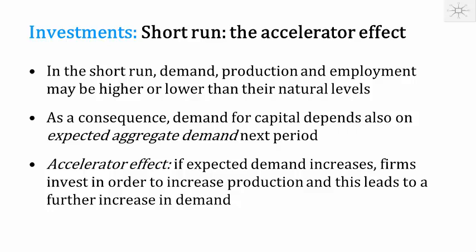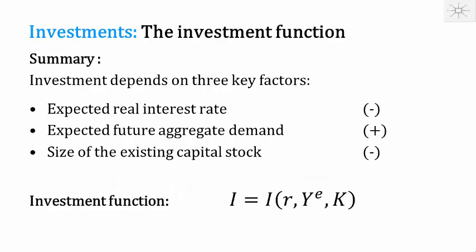So if expected demand increases, firms invest in order to increase production, and of course this will lead to a further increase in demand. So it's kind of self-generating. Expectation about growth leads to investment, which leads to further growth. And this is an important factor of the business cycle. It's analyzed more formally in the book, but now we just summarize what we have learned about investment.